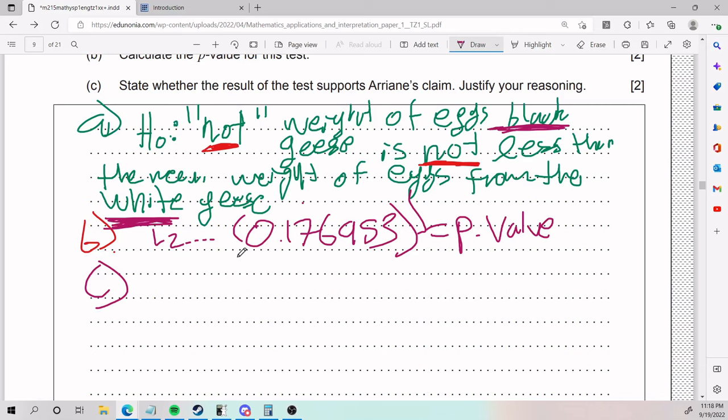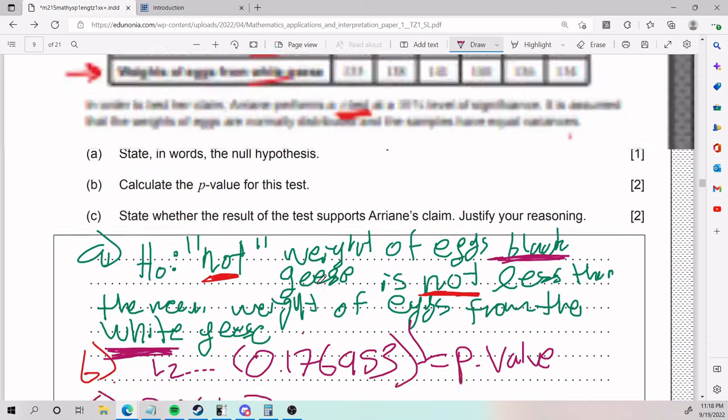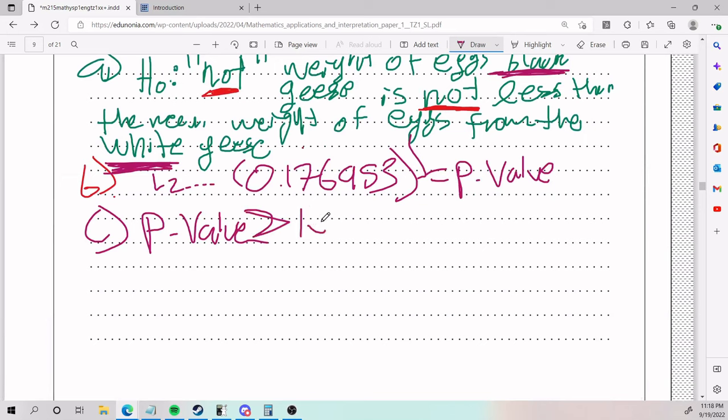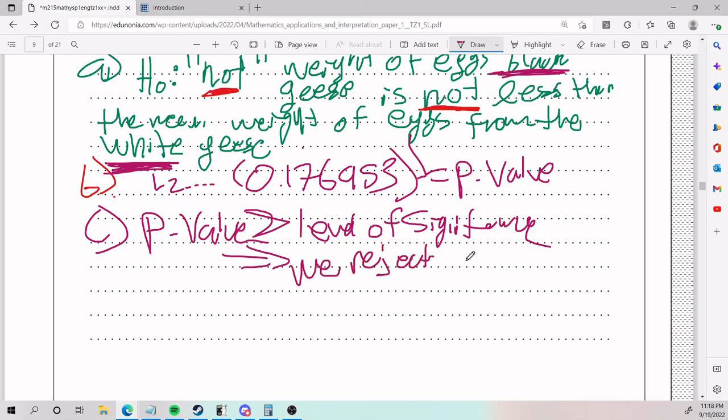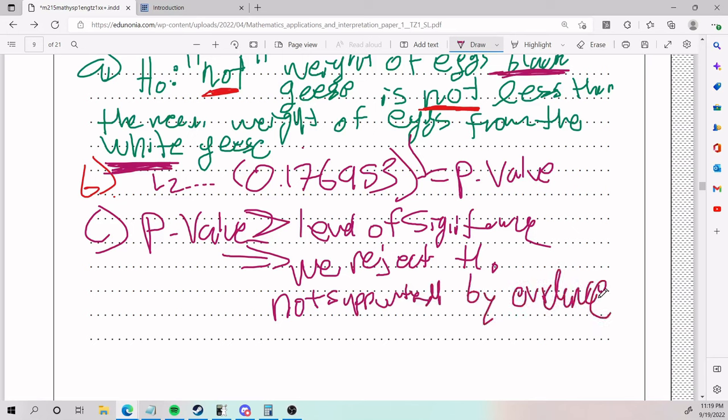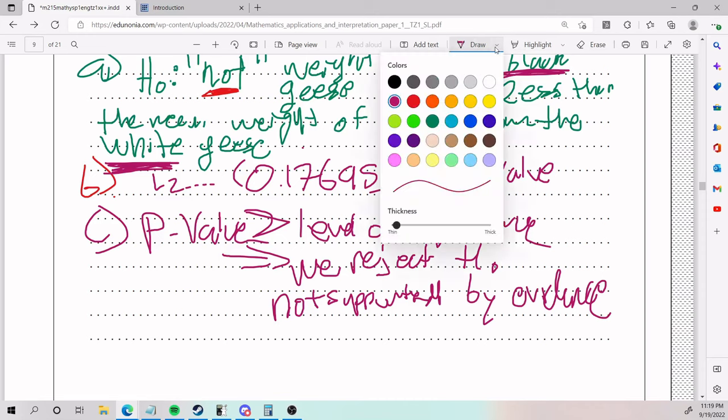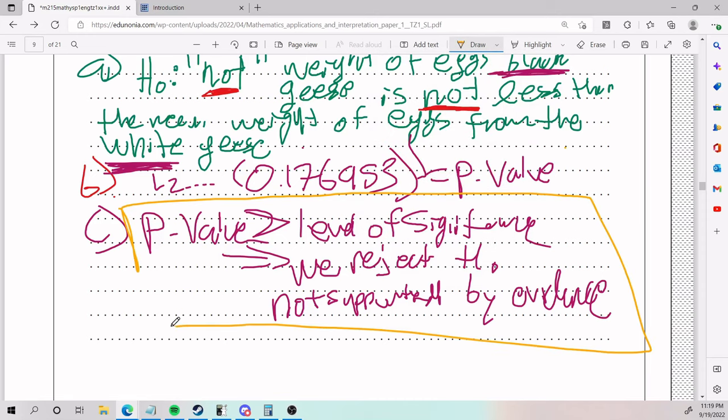justify your reasoning. So the way you conclude this is that you say p-value greater than level of significance implies, cierto? Implies that we reject H0, which is another way to say not supported by evidence. Cool. So if that's the case, we reject the H0. If not, we accept H0 and do support the evidence. Cierto? So this is one of the few things you have to memorize. Memorize it like that.